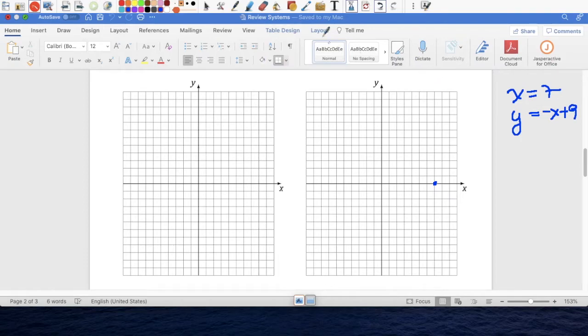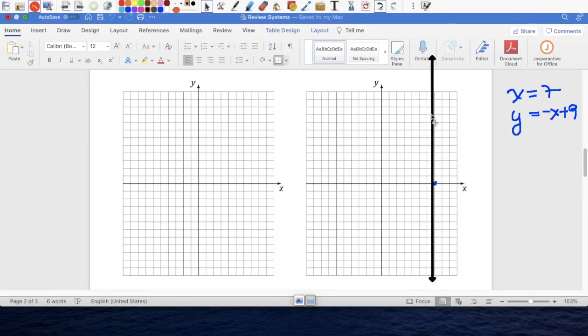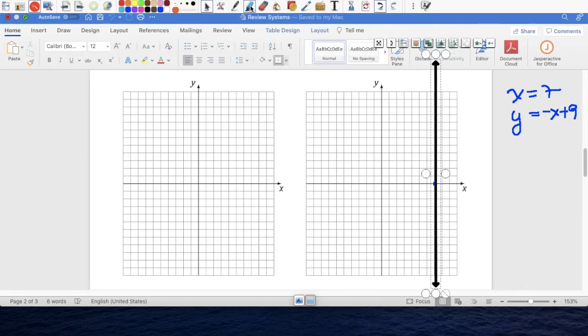It's undefined, so our slope is going to be vertical. Stretch that, I have it right. Just move the line a little bit. There we go. That's the line x equals 7, right? Move that a little bit. Right, x equals 7.